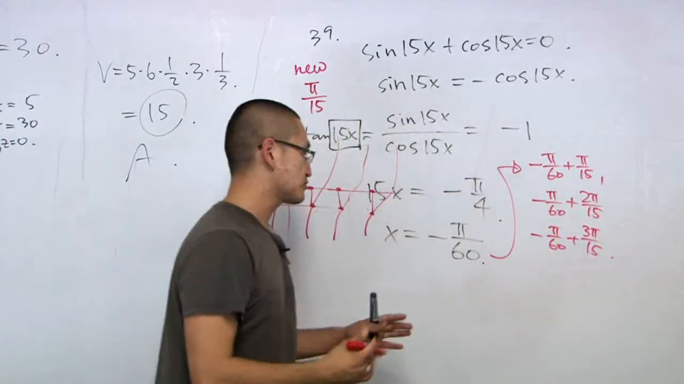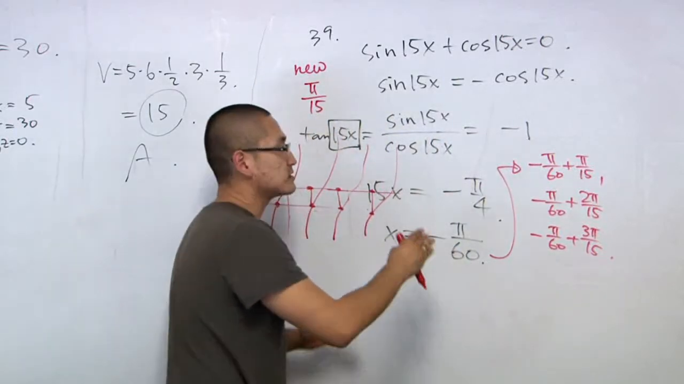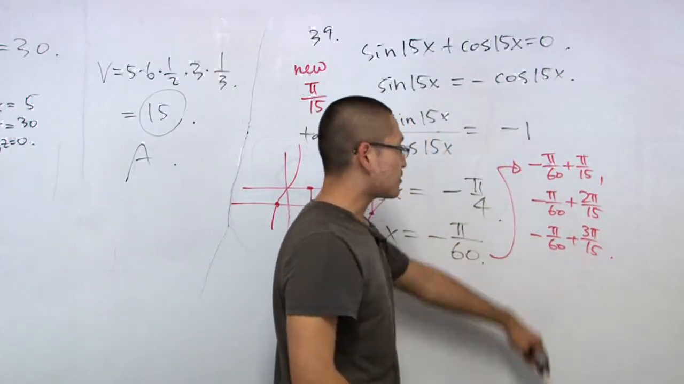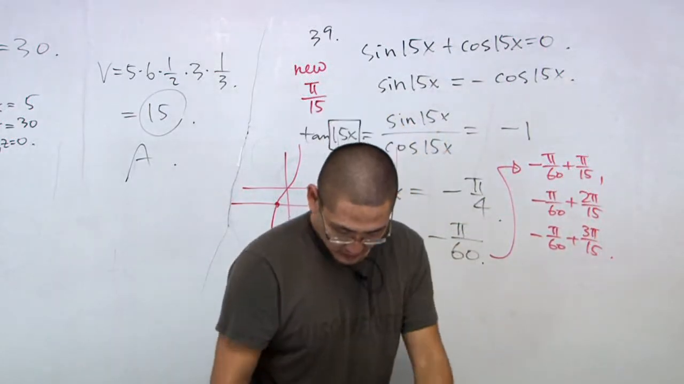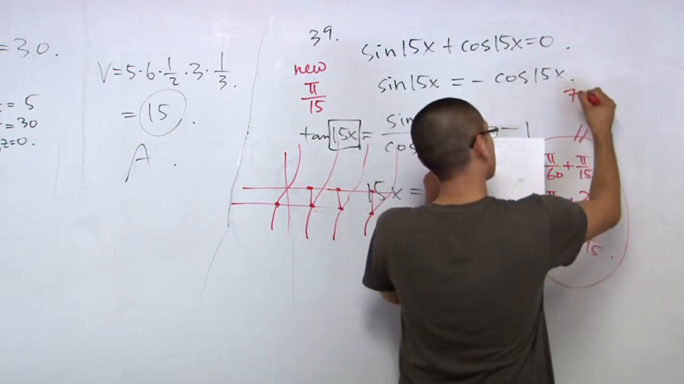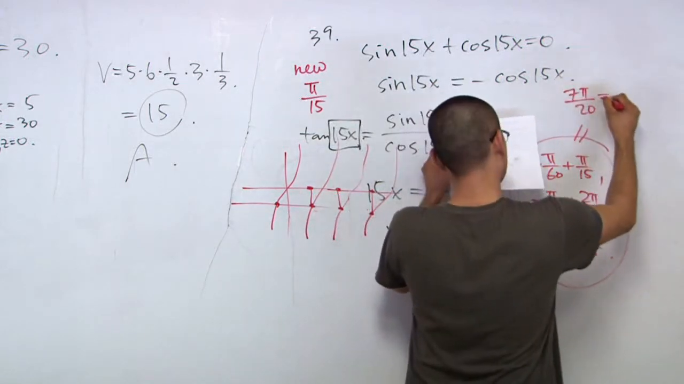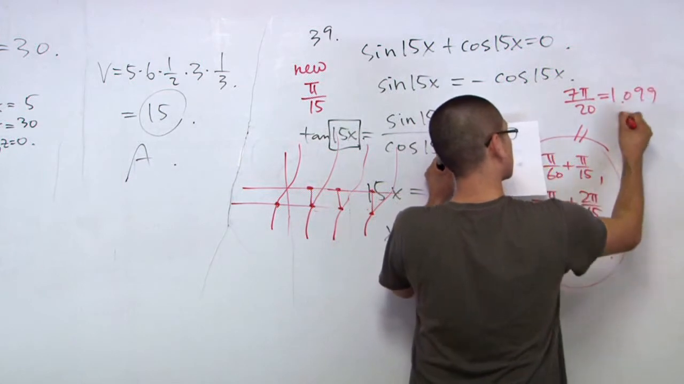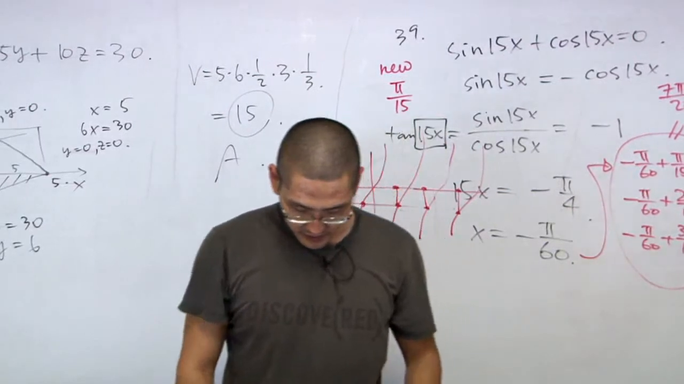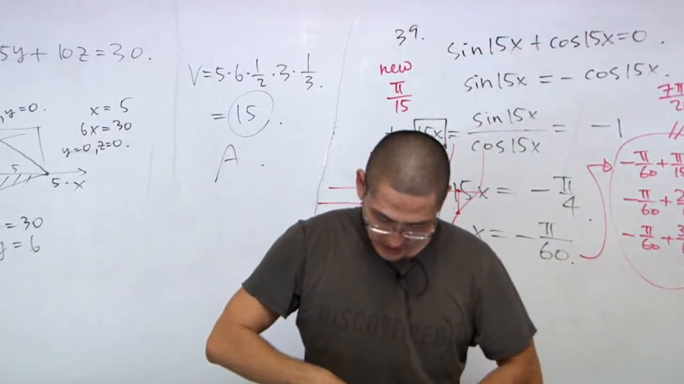These are my positive solutions. This was negative, so I cannot take that one. We go to the next one, and next, and next. They want you to add all of them. By adding all of them, you end up getting 7 pi over 20, which is equal to 1.099, which is about C that I am looking for. Good. Moving on to 41.